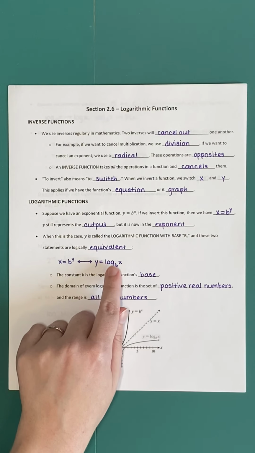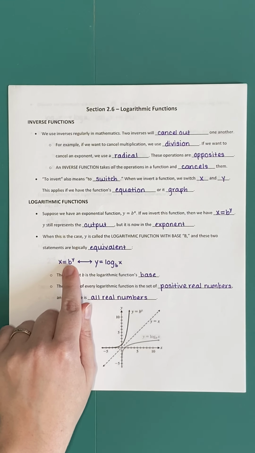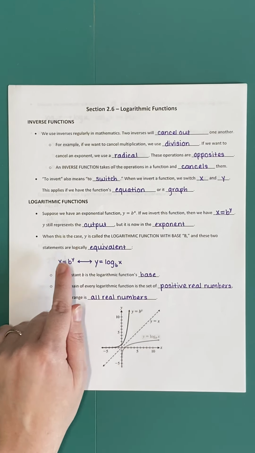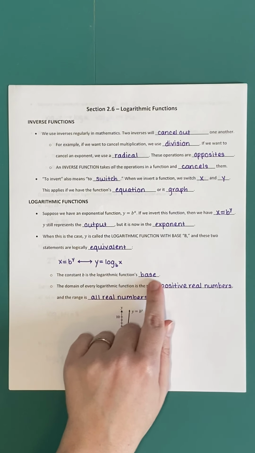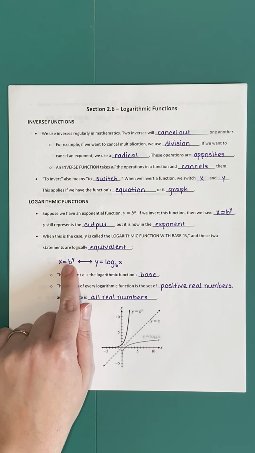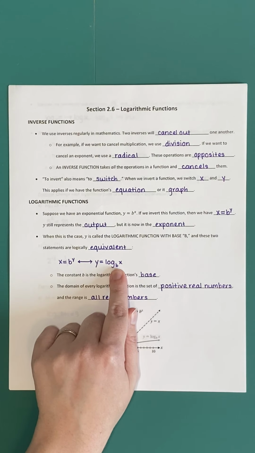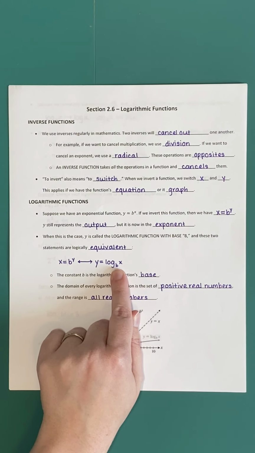So the constant b, in this case, notice b was the base for the exponential function. It's also called the base for the logarithm. So the exponential base becomes the logarithmic base, which is going to be the subscript.